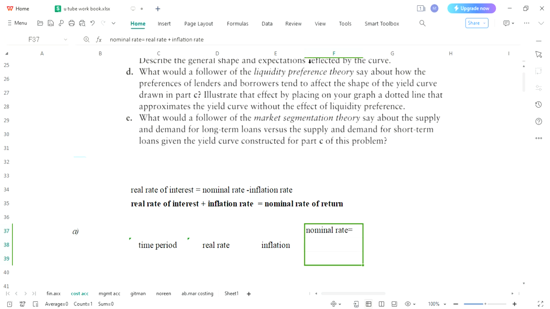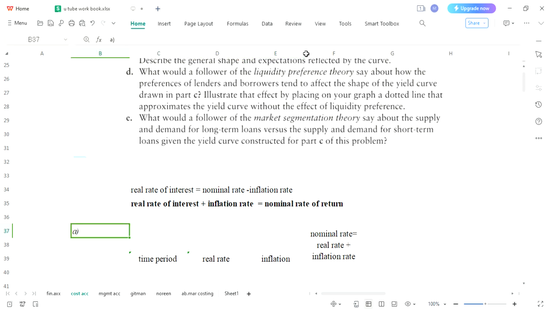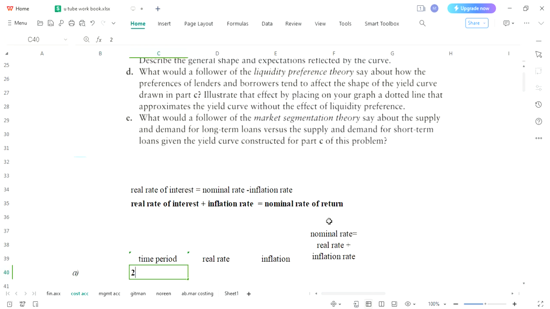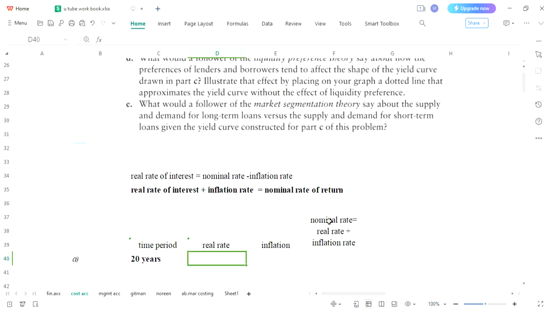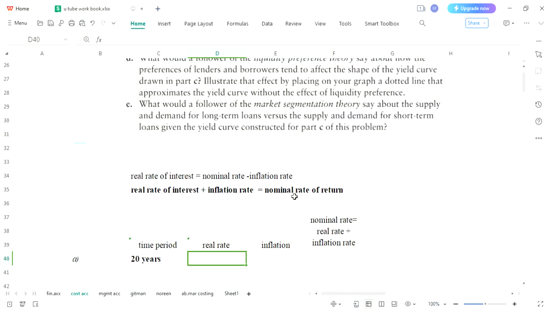So guys, we need to calculate our nominal rate, and we have created its pattern. And the first time period which is discussed in the question, for that let's go back. We need to put 20-year bond. All right, so here we have 20 years. First, real rate is given in your requirement. Look over here, if real rate of interest is 2.5%, so simply you will put 2.5 over here.